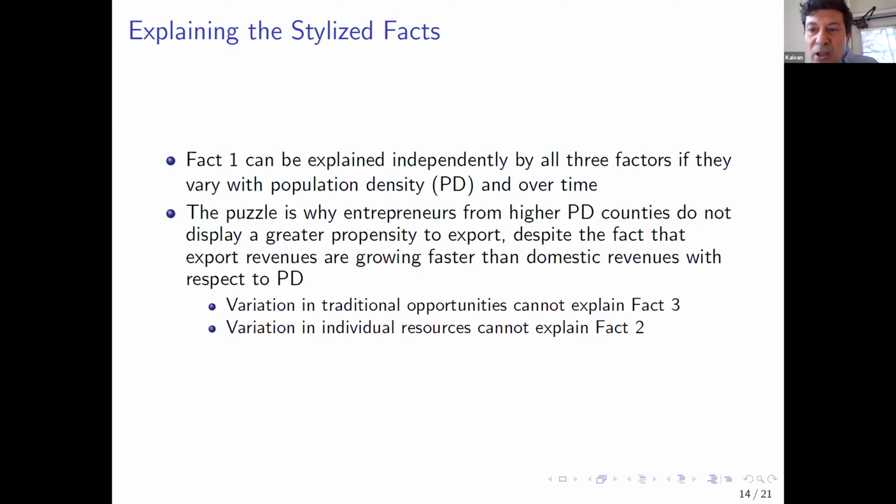Now think about the alternative, where in fact the story is based on the fact that the ability distribution is just shifted to the right in higher population density counties. That would explain the third stylized fact as well, potentially, even though we have firm fixed effects, so it's not going to be that easy. But in principle, you could tell a story where you could explain the third fact about the revenues. But it would not explain the second, because if these populations just have higher ability, then they will be more likely to move into business and they will be more likely to move into exporting.